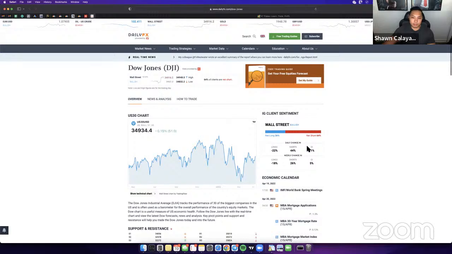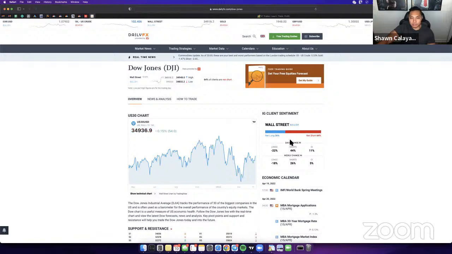Basically, this is retail sentiment right here. For the people who don't know what retail sentiment is, it basically tells you where all of the retail traders are trading. So refreshing this right here, you guys can see that it says 64% net short, right? This means that 64% of retail traders in the market are selling right now. This right here, net long 36%, means that 36% of traders are buying right now, right?